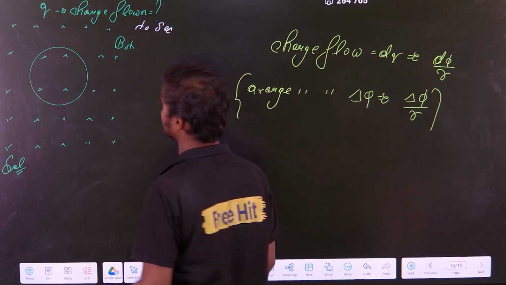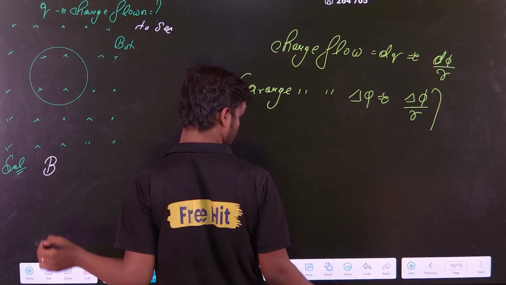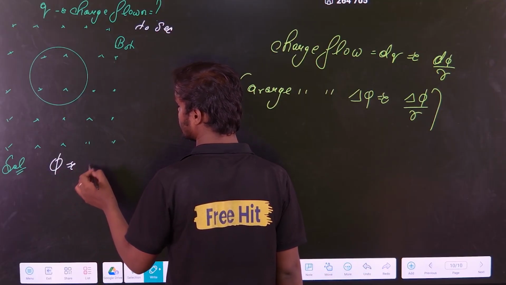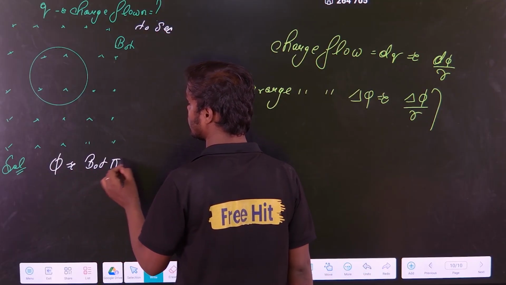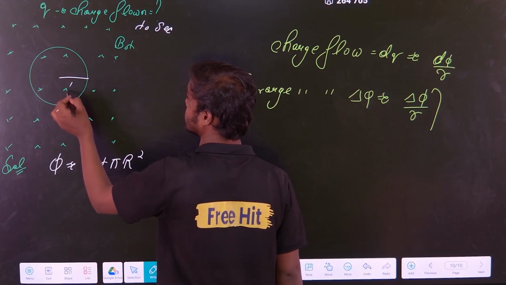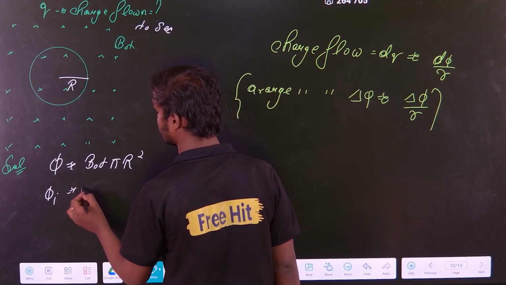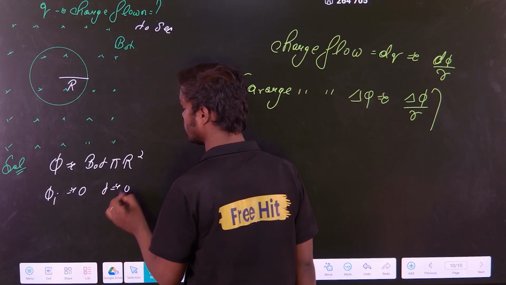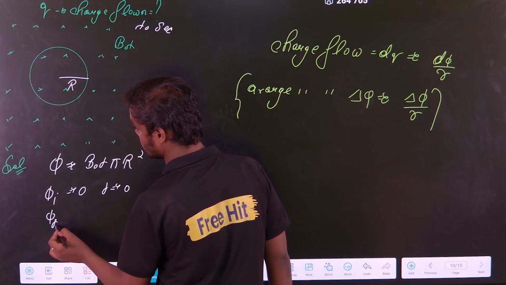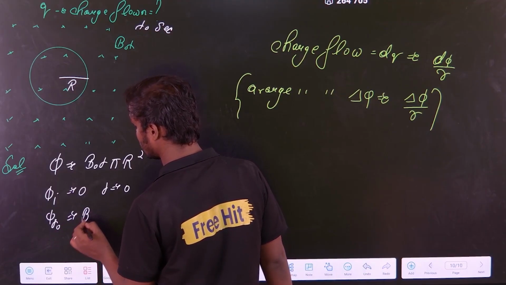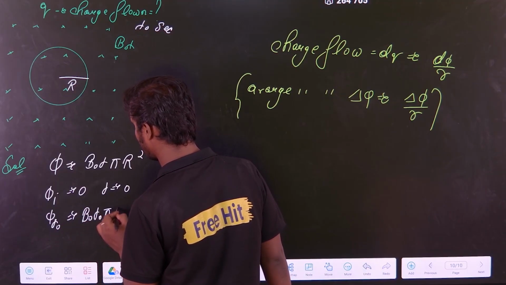So if you calculate the flux, flux is very simple. Phi is B naught into T into pi r square. Suppose the radius is r. Now what is phi initial? Phi initial is equal to 0, at t equal to 0. Now what is phi at t equal to t naught? So it will be B naught T naught pi r square, correct?